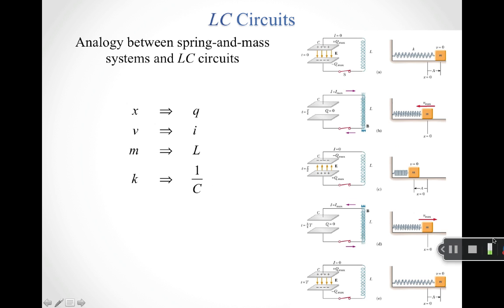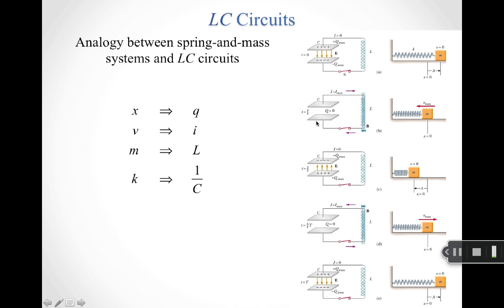So let's continue this analogy between spring and mass systems and LC circuits. Part of what we've basically done is we've said, thinking about this displacement from equilibrium, that's now become thinking about the charge on my positive plate. The velocity term, that's now thinking about the current. Mass is going to correspond to my inductor term, and k, the spring constant, is going to be 1 over the capacitor.